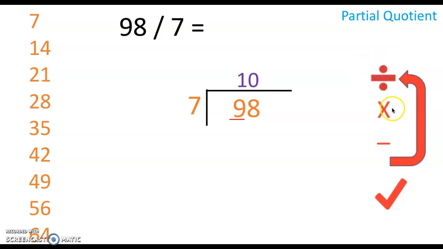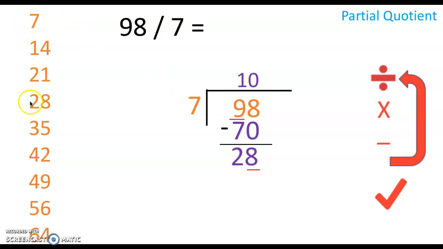Next, we're going to multiply. 10 times 7 is 70. Next, we're going to subtract, which would leave me over with 28. Then we are going to repeat all the way back to division. So now we have 28 that we're going to divide by 7. So we're going to see what's the closest we can get to 28 without going over.